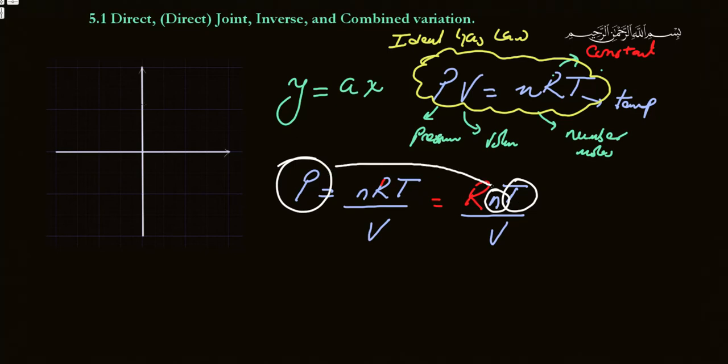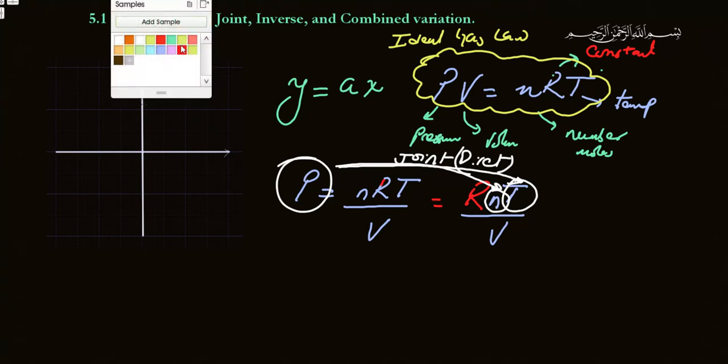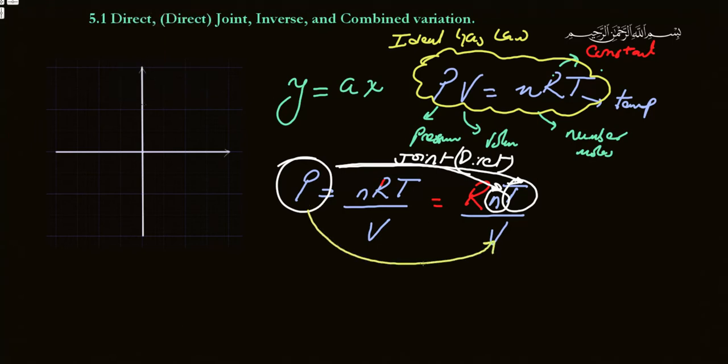So P is jointly related. So this is a joint variation, right? So joint direct. Okay. So this is a joint variation between pressure and the number of moles of gas, the quantity of gas, and the temperature that the gas is subjected to. And the pressure is inversely related to the volume.